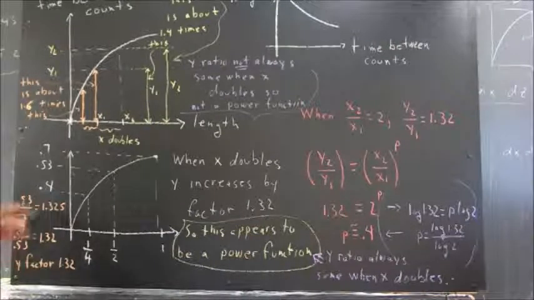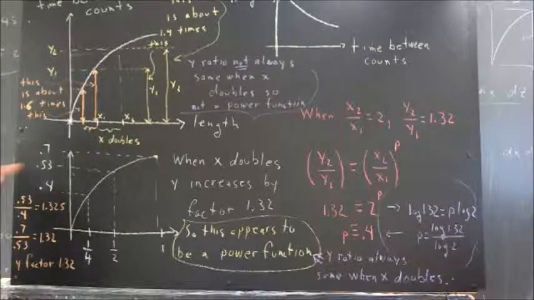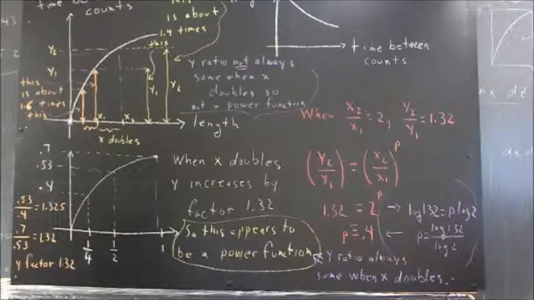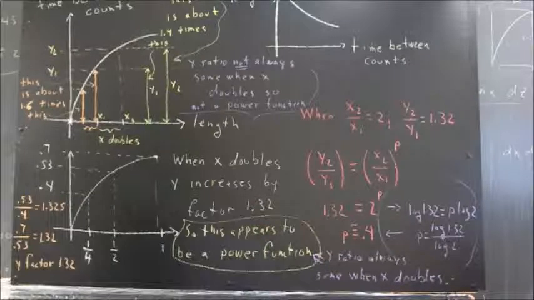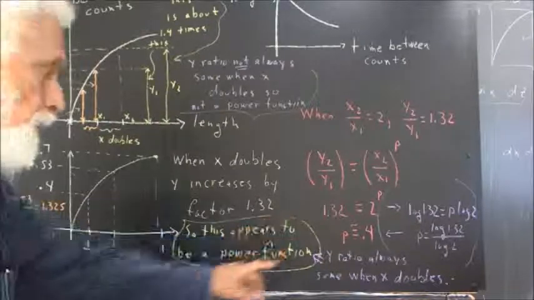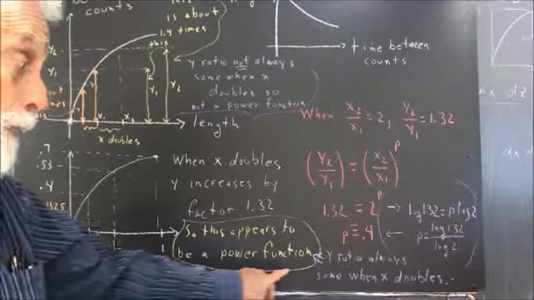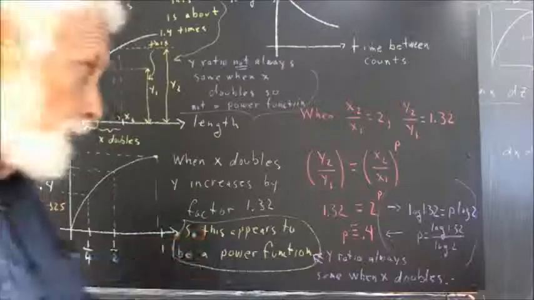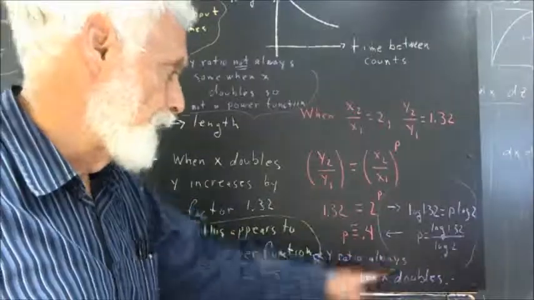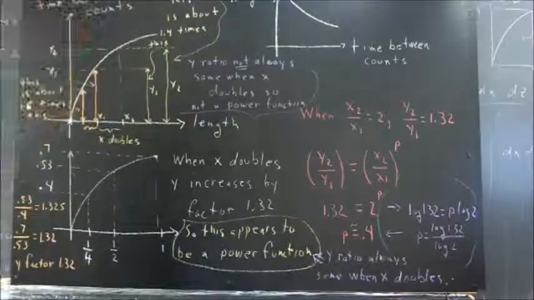Now, to reinforce that, I've added a brief note here. That 0.53 over 0.4 is 1.325, 0.7 over 0.53 is about 1.32. Those numbers are very close. And this is very consistent with the idea that when x doubles, y increases by a factor of about 1.32. So this does appear to be what we call a power function. Now, again, I haven't defined a power function, except that a power function is one where the y ratio is always the same whenever x doubles.